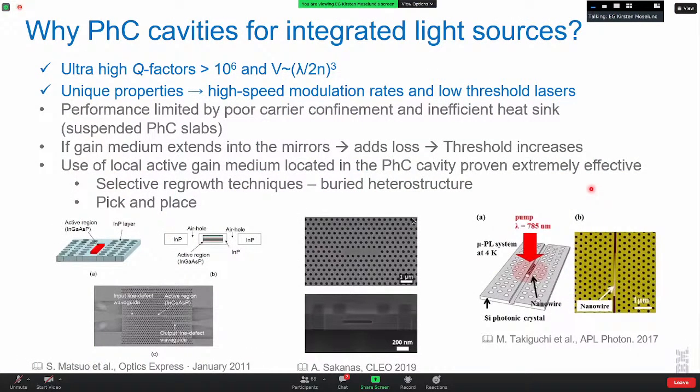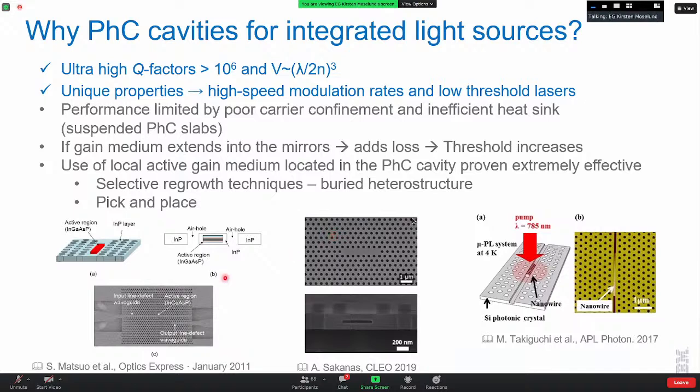So I'm sure you're all familiar with photonic crystal cavities. They're very interesting for integrated photonics because you can get ultra high Q factors, you have small mode volumes, and you can make very high performance emitters, especially in terms of low power and high modulation speed. However, most of the photonic crystal devices around are these 2D membrane structures here. One of the issues is that you can have problems with removal of the heat you generate in your devices. And also if you use, say, an MBE grown layer where your quantum well extends into the mirrors, you will also get increased absorption, which will mean an increase in threshold.